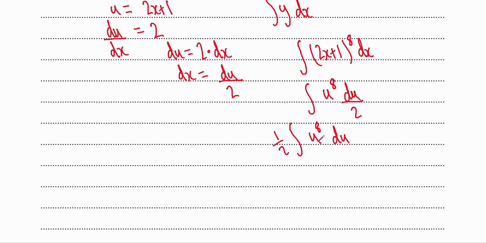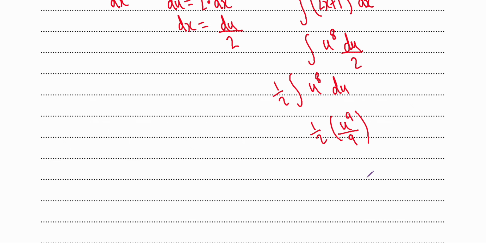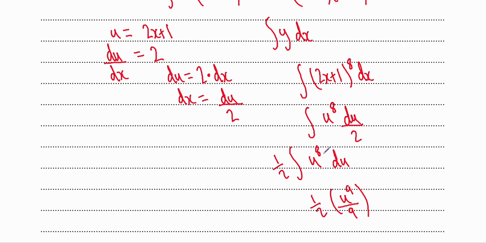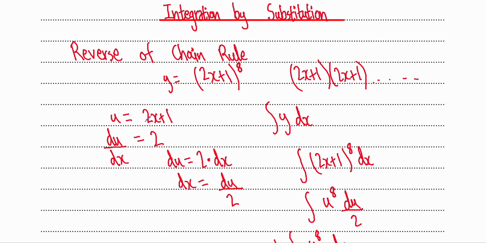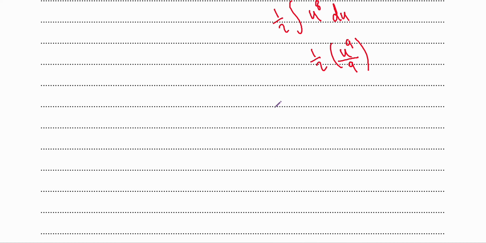And this is a much simpler integral. This is a normal integral. You can use the reverse power rule. And you have a half times u to the power 9 divided by 9. And that's it. But there's one more step actually, because we don't want the answer in terms of u, because we're always working in terms of x. But u is equal to 2x plus 1. You can just put that back in. So you have that is equal to a half times 2x plus 1 to the power 9 divided by 9, which is equal to 2x plus 1 to the power 9 divided by 18. Plus c, of course, because it's an indefinite integral.